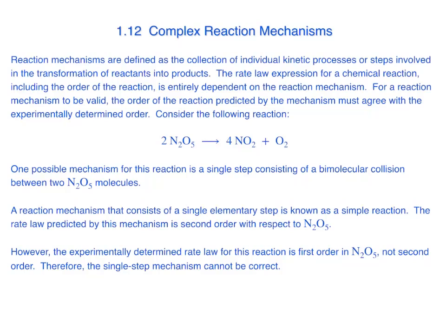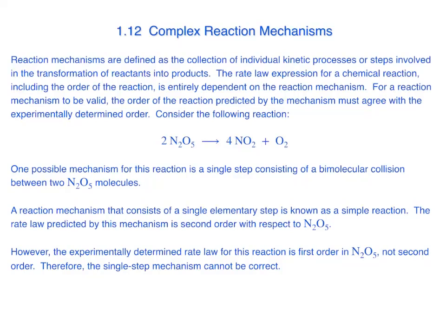products. The rate law expression for a chemical reaction, including the order of the reaction, is entirely dependent on the reaction mechanism. For a reaction mechanism to be valid, the order of the reaction predicted by the mechanism must agree with the experimentally determined order.